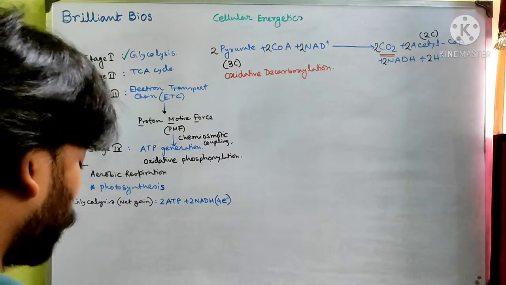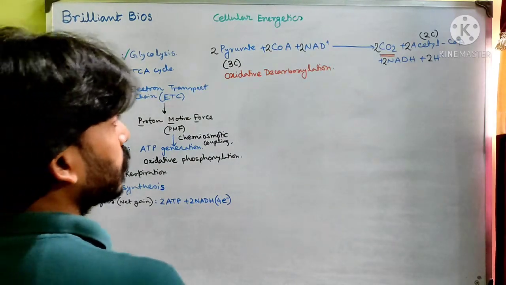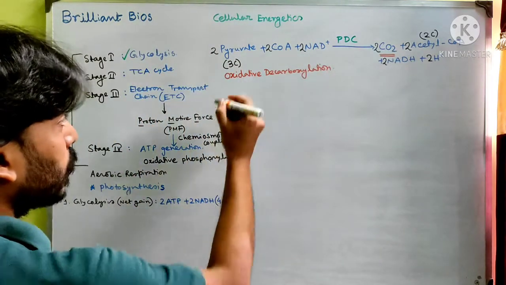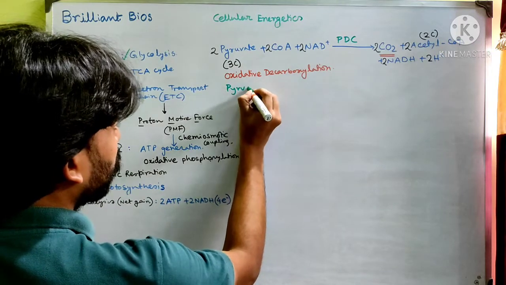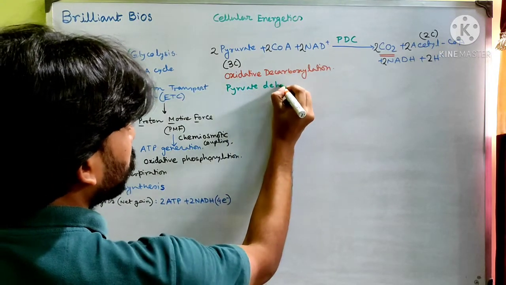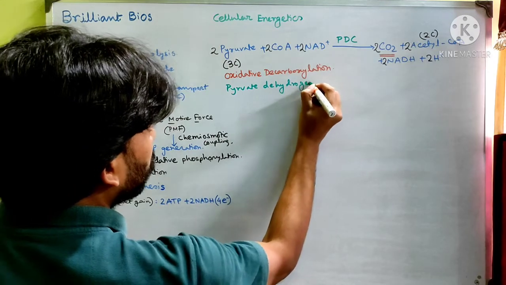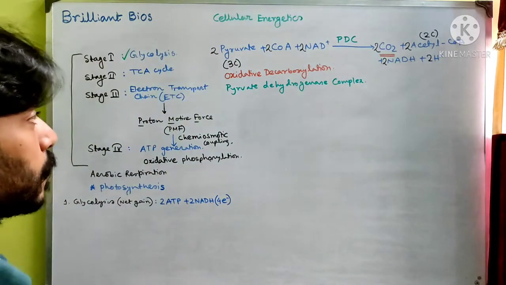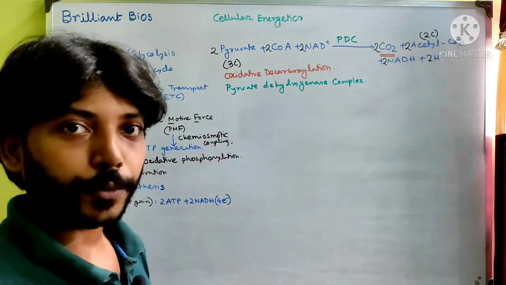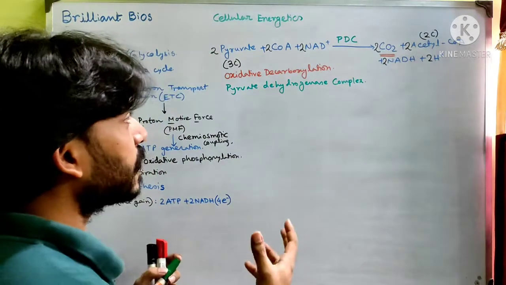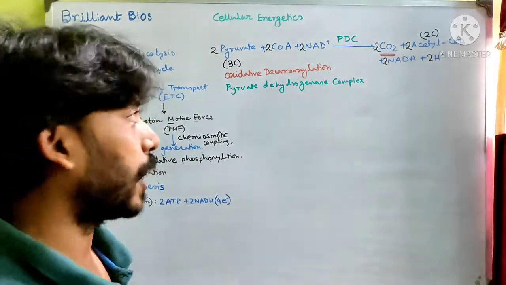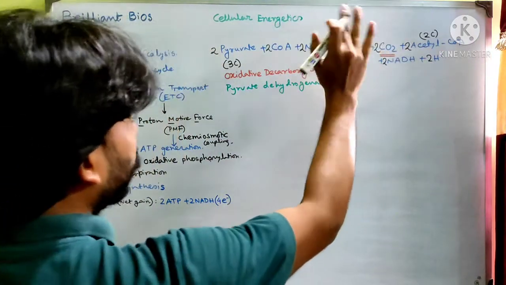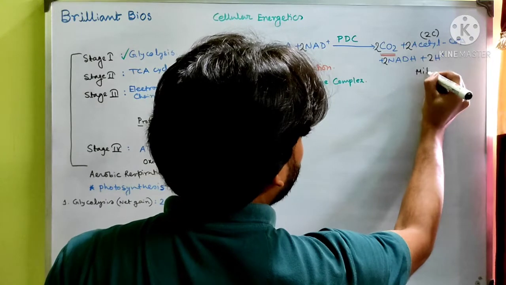Now the enzyme that performs this function is called pyruvate dehydrogenase complex. This complex is a multi-subunit enzyme protein, and it contains different catalytic enzymes and regulatory enzymes. I will tell you, but at first you have to understand this reaction takes place in the mitochondrial matrix.